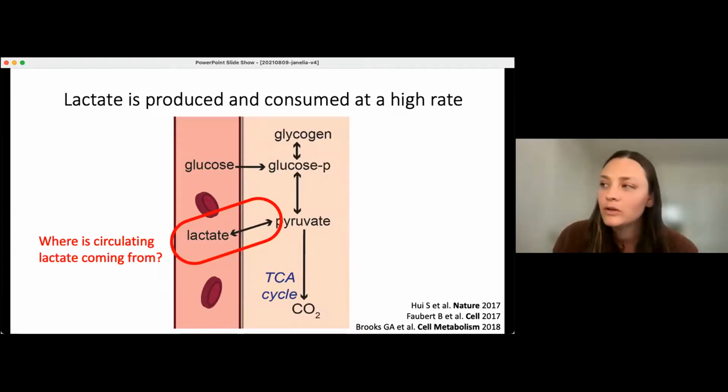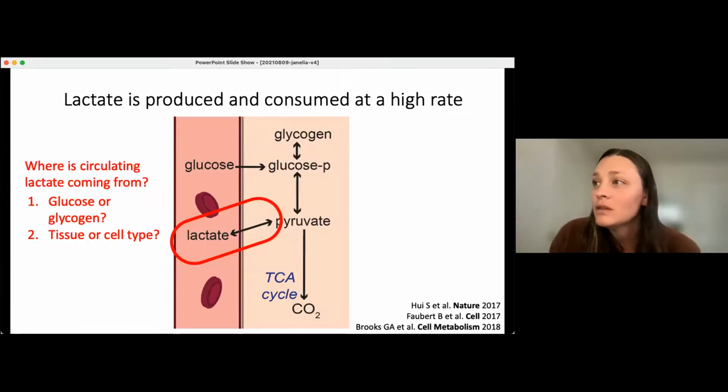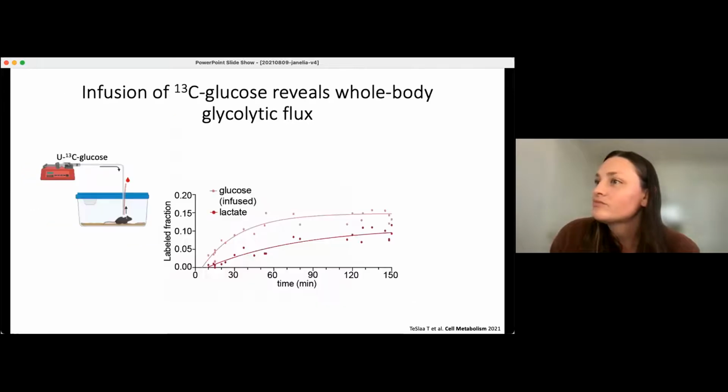And we know glucose needs to be maintained at a very tight range of concentrations in blood. So I became interested in understanding where the circulating lactate is coming from as a tool to deepen our understanding of glucose metabolism. And so in this presentation, I'll talk about two different questions related to this. How much of the circulating lactate is coming from circulating glucose versus stored glycogen? And then which tissues or cell types are doing this glycolytic flux?